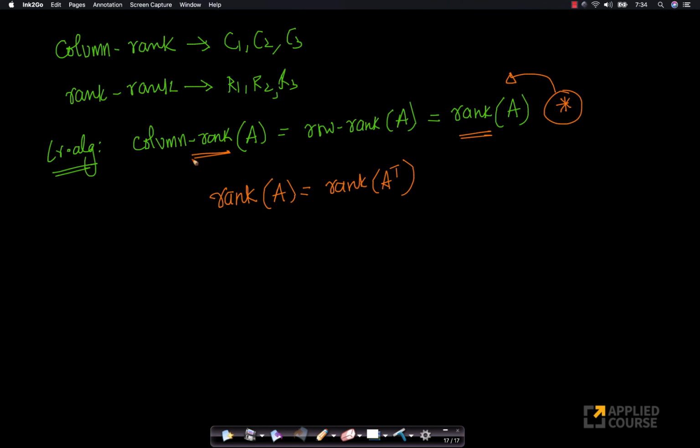And because of this equality, we can also arrive at this conclusion that rank of A is the same as rank of A transpose. Okay, so let's look at an example. Let's look at a non-square matrix now, because we have not seen it.